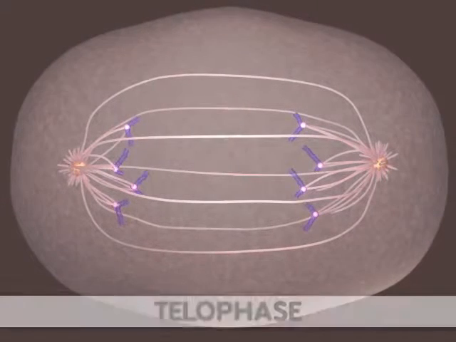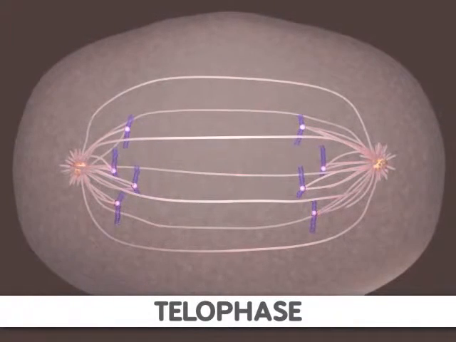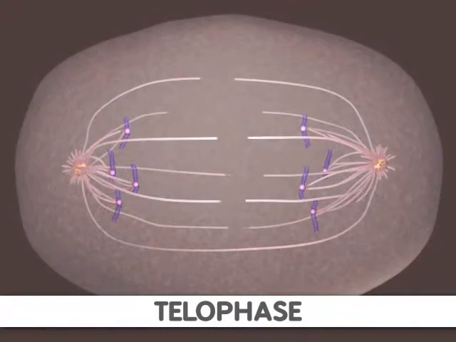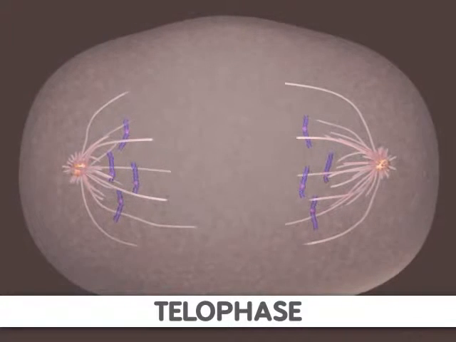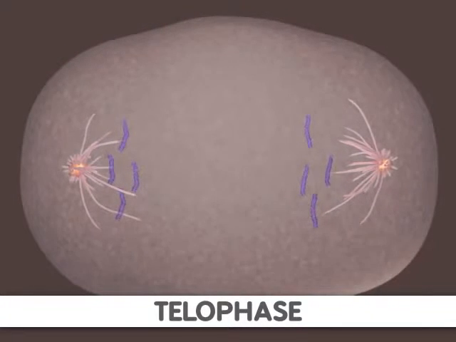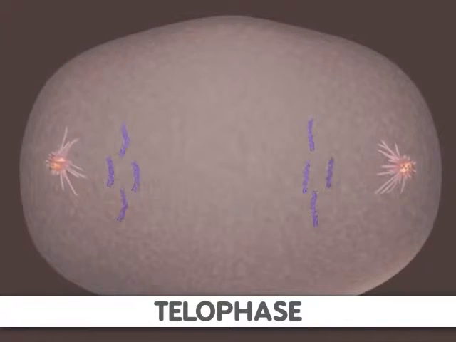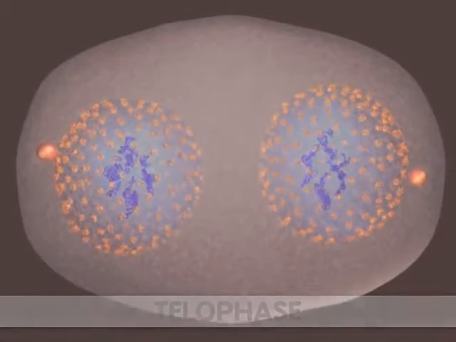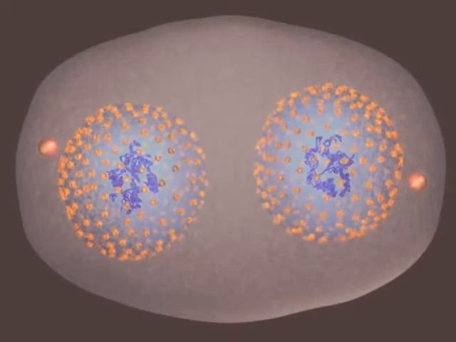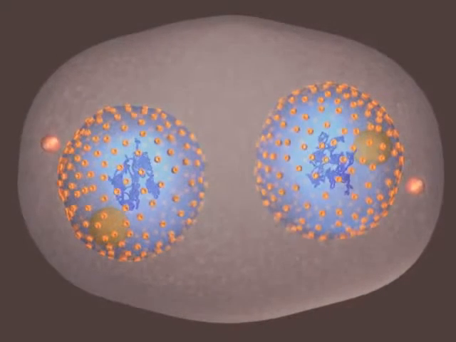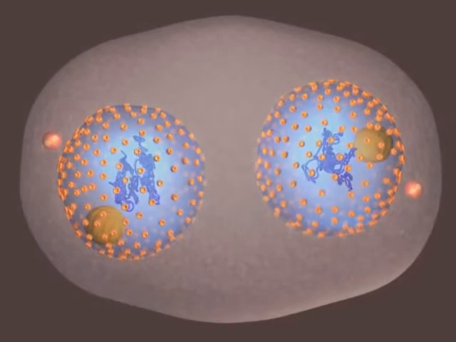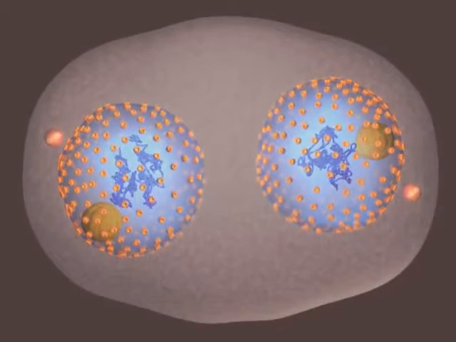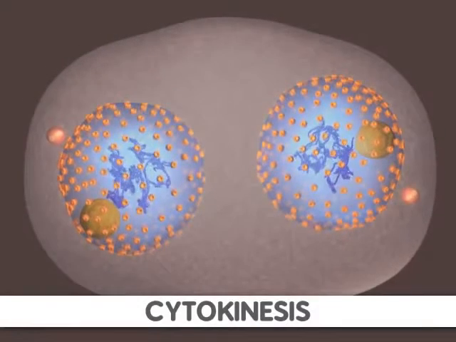At this point, the spindle fibers are broken up. A new nuclear membrane surrounds the chromosomes at the end of each cell, and the chromosomes uncoil and return to an uncondensed state. Mitosis is now complete. The formation of two cells is all that remains. Following mitosis, the cell undergoes a process called cytokinesis.